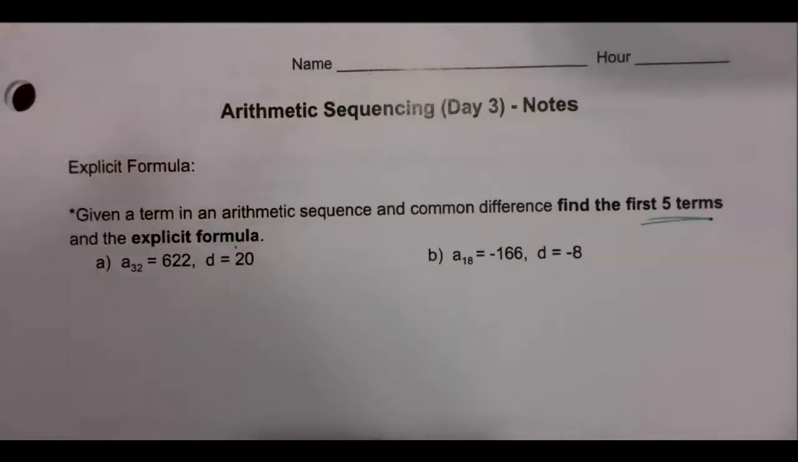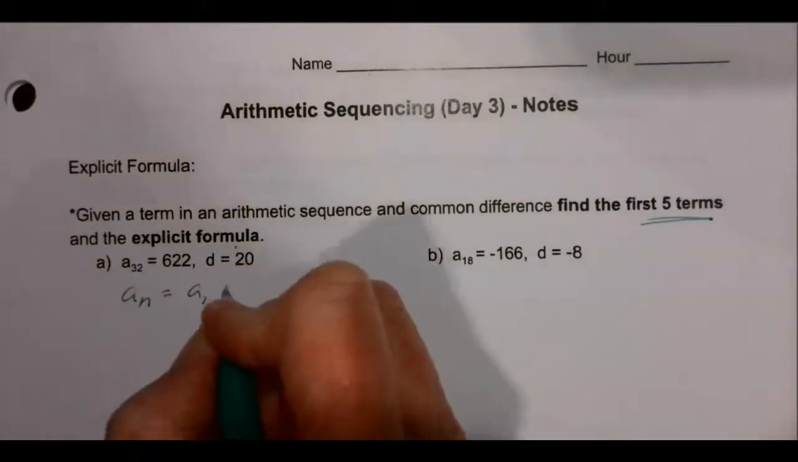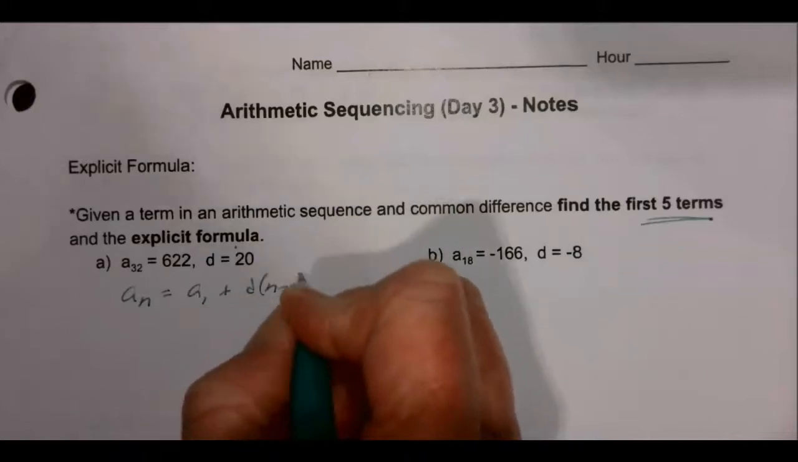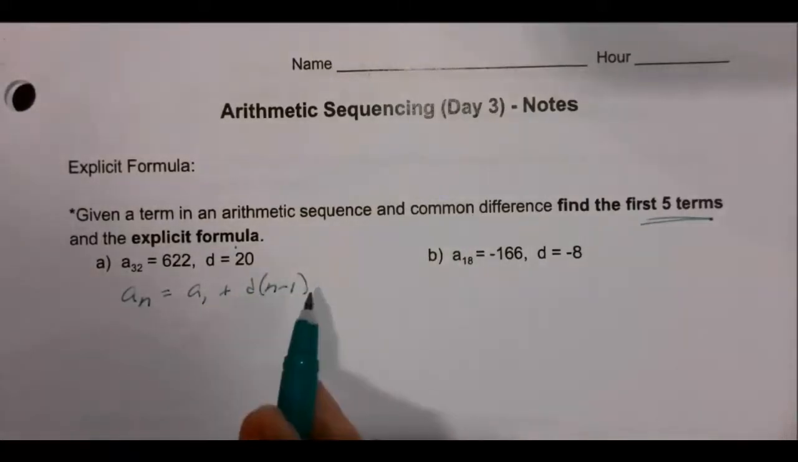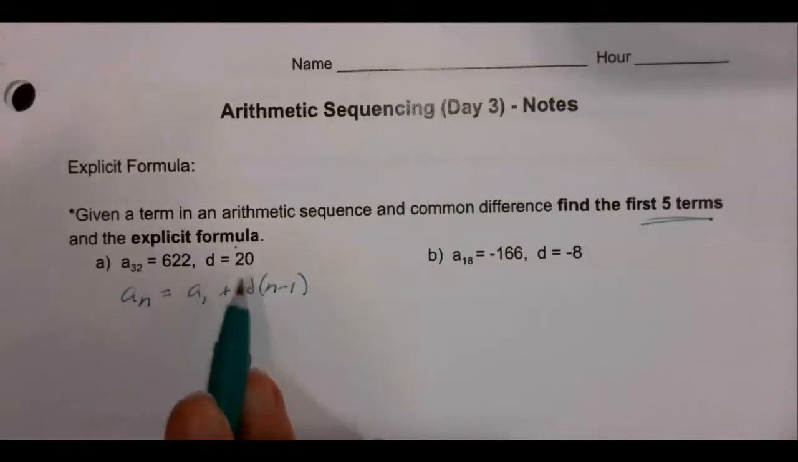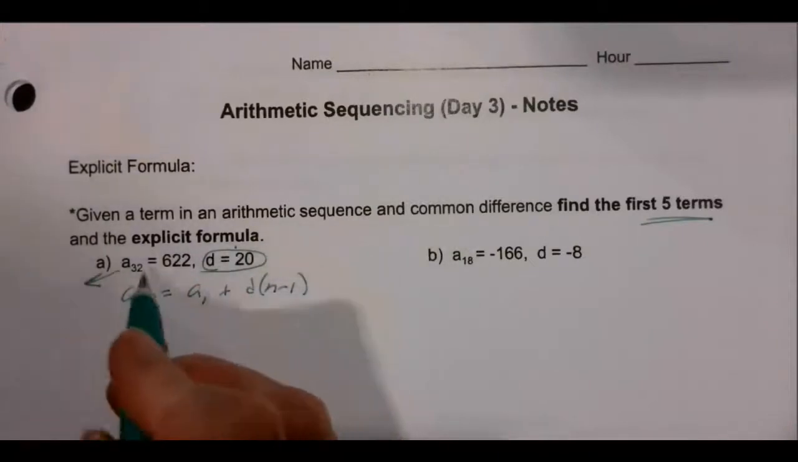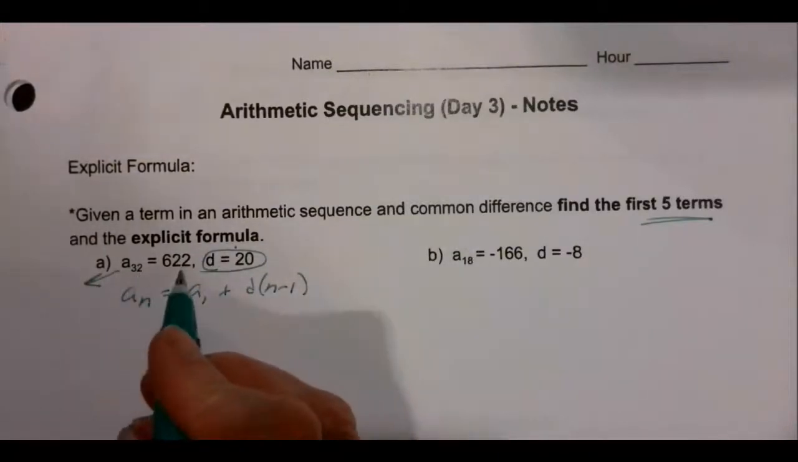So what we need to remember is, let's look at what we know. We know the formula: a sub n is equal to a sub 1 plus d times n minus 1. In order to find that explicit formula, we have to have a sub 1. We don't. Do we have d? Yes, we do. And here's the other thing that we have. We have a sub 32, which is 622.